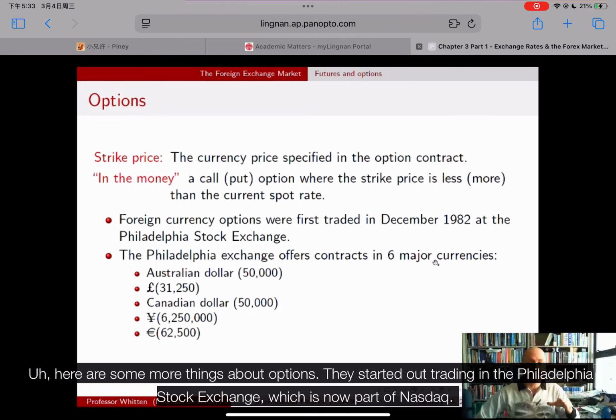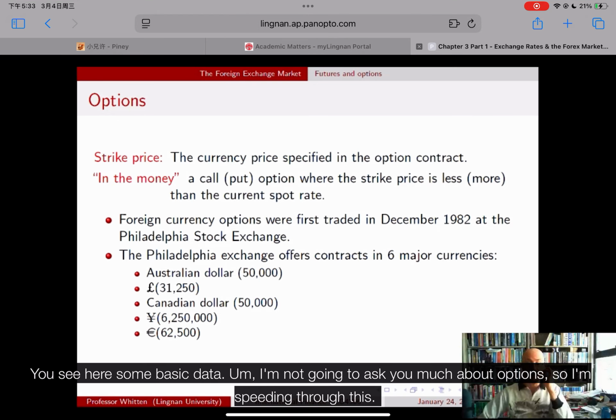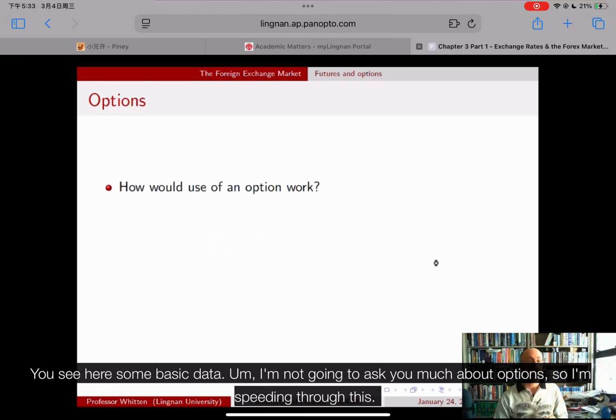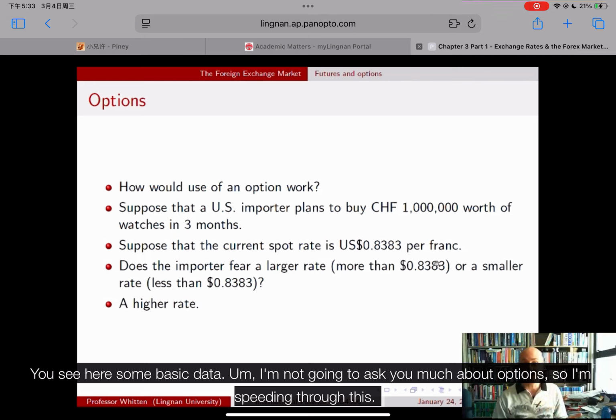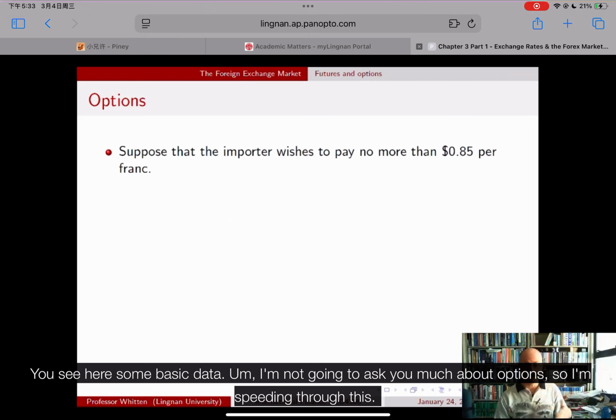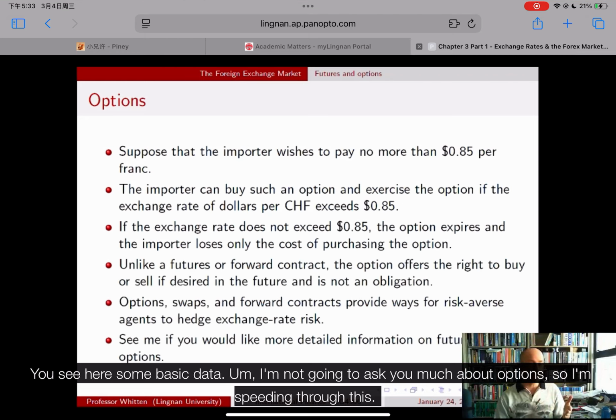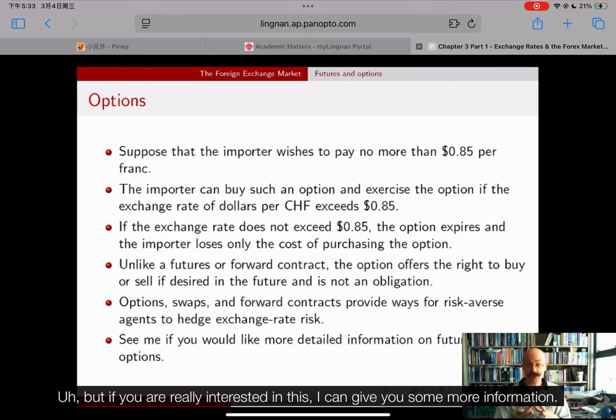They started out trading in the Philadelphia Stock Exchange, which is now part of NASDAQ. You see here some basic data. I'm not going to ask you much about options, so I'm speeding through this. But if you are really interested in this, I can give you some more information.